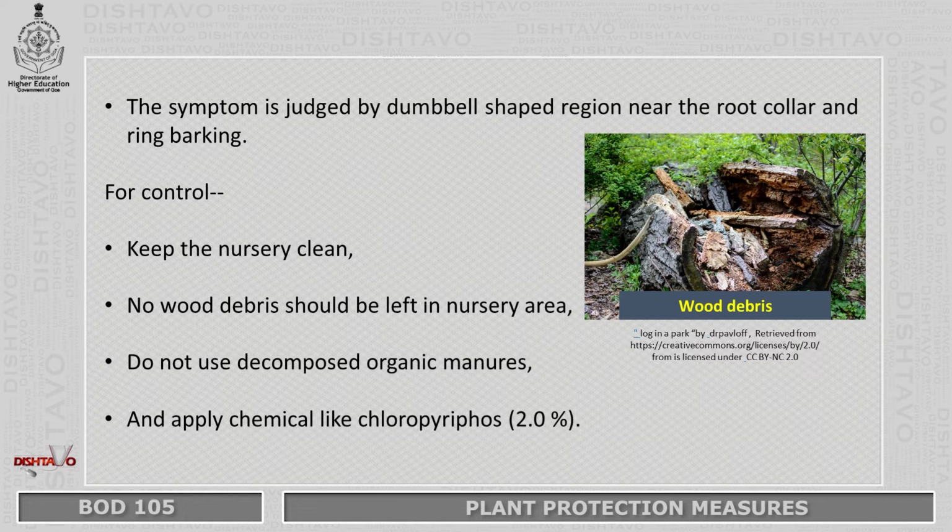For control, keep the nursery clean. In the nursery, no wood debris should be left in the nursery areas. If you are using organic manure, see to it that it is properly decomposed. Do not use undecomposed organic manures directly. And if you are going for chemical control, apply chemicals like chlorpyrifos, that is 2%.